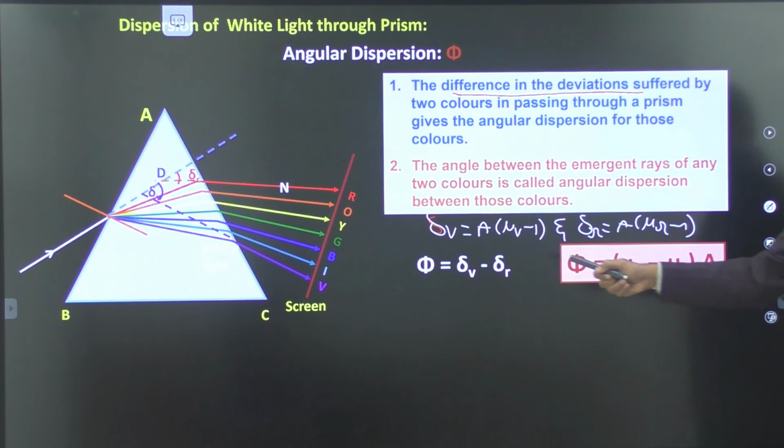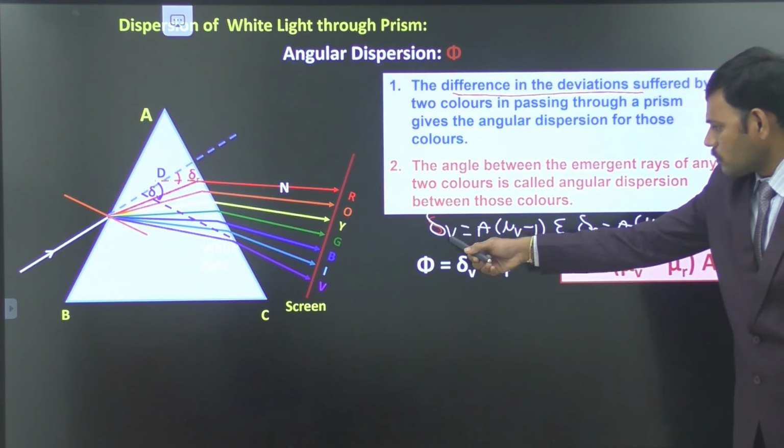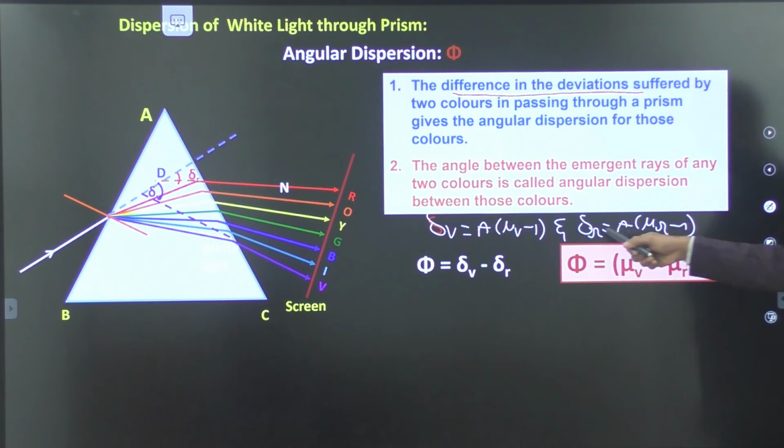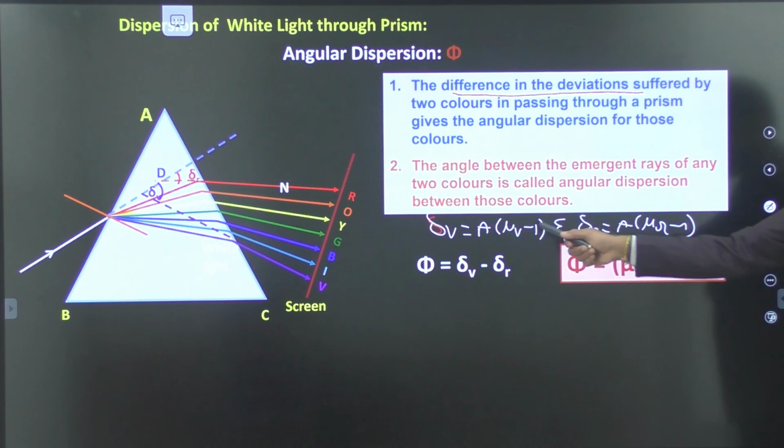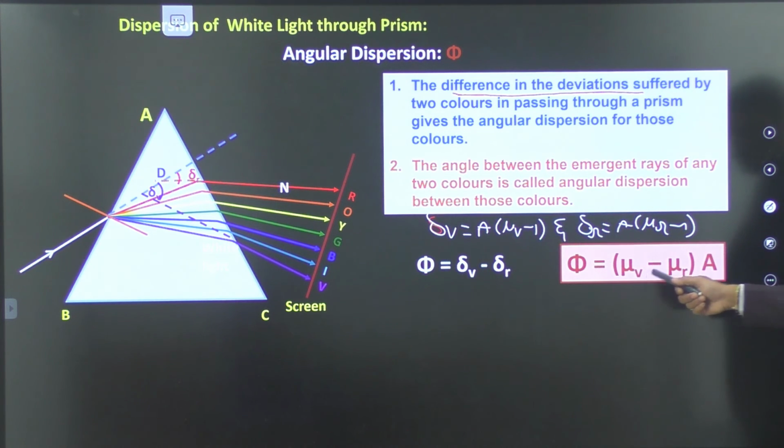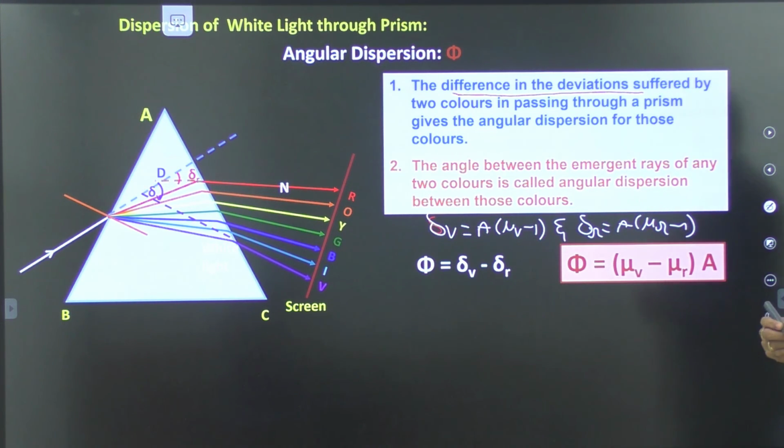We know that mu V is more as well as delta V is more; mu R is less, delta R is less. Difference in deviation means delta V minus delta R. So subtracting delta R from delta V, we get (mu V minus mu R) into A. This difference is known as the angular dispersion. For any two colors, angular dispersion is the difference in refractive index into the angle of the prism. For violet and red colors, angular dispersion is given by (mu V minus mu R) into A.